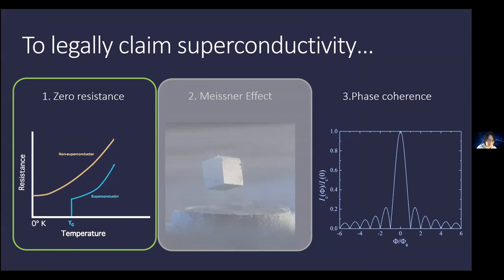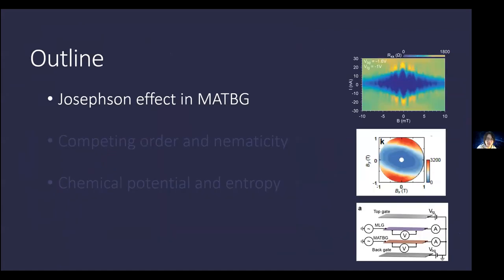But as I will show in a minute, in a 2D superconductor, the Meissner effect doesn't work in principle. So therefore, we at least want to show whether the third criterion, phase coherence, can be demonstrated in twisted bilayer graphene. That will be the first part of my talk. I'll show you how we can measure the phase coherence effect in the superconducting phase of magic angle twisted bilayer graphene.